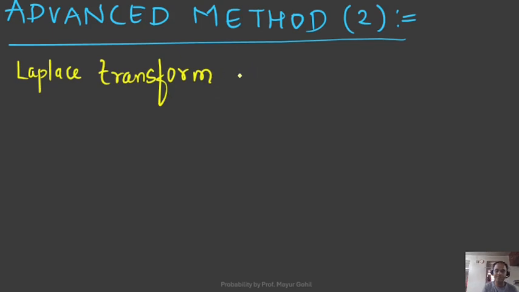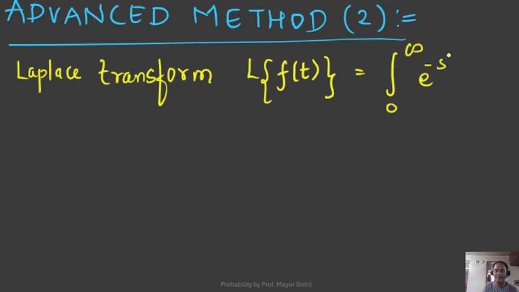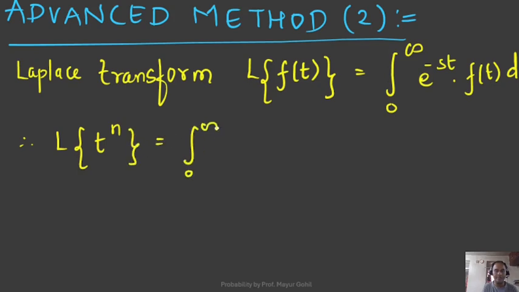So Laplace transform is nothing but Laplace of f of t is integration 0 to infinity e raised to minus st into f of t dt, right? That's the definition. Now when we have the Laplace transform of f of t, instead of f of t I'll put t to the power n, then I have 0 to infinity e raised to minus st into t to the power n dt.